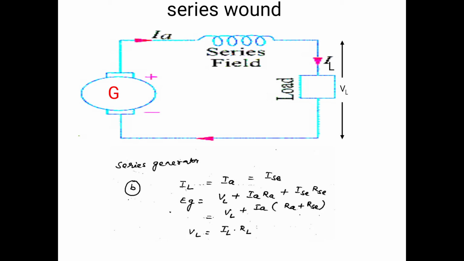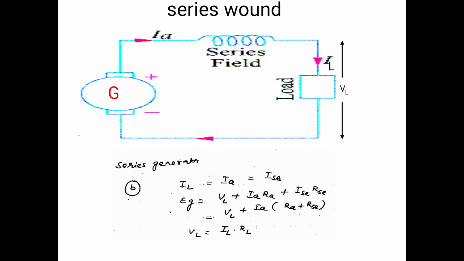First, the current equation. Here, from the armature winding to the series field winding, the number of current paths equals 1. So the armature winding current IA equals the series field winding current ISC. Next, from the series field winding to the load, the number of paths equals 1. So the series field winding current equals the load current, and the load current equals the armature current. So the current equation is IL equals IA equals ISC, or IA equals ISC equals IL.